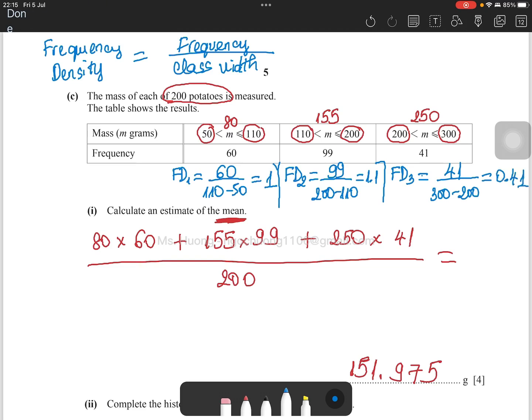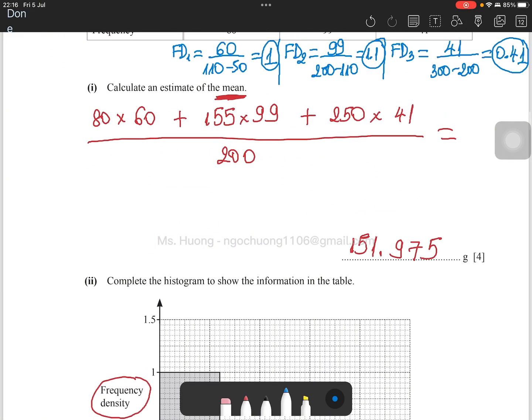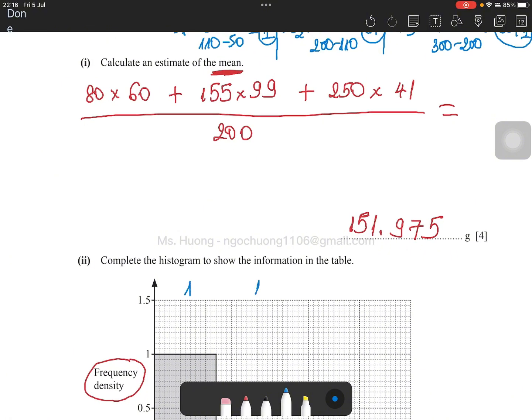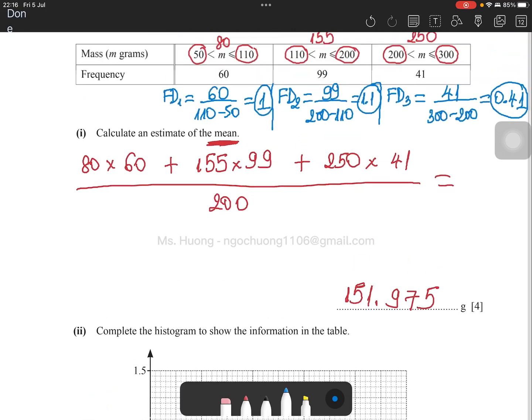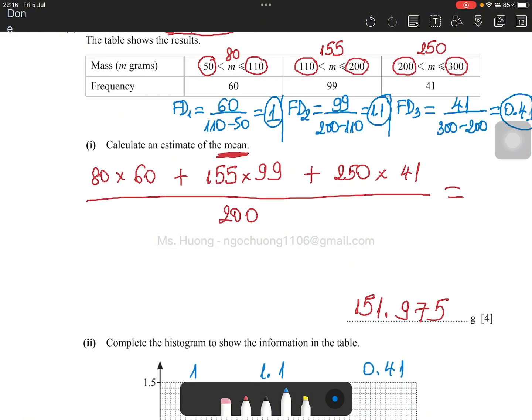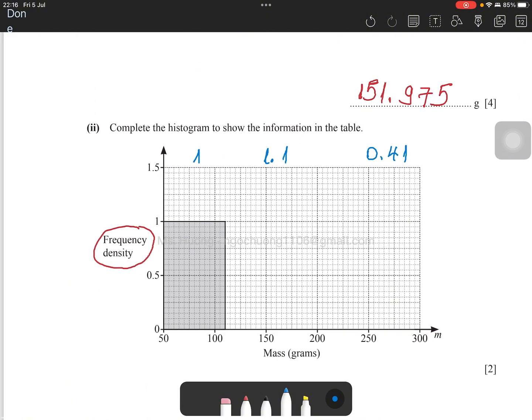And 1, 1.1, 0.41 are the heights of the bars in the histogram. So we remember these three values. I'll write them down here: 1, 1.1, 0.41. And we have three intervals: from 50 to 110, from 110 to 200, and from 200 to 300. So we will mark it here.